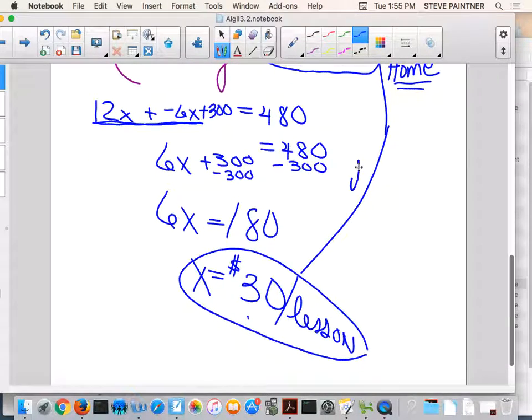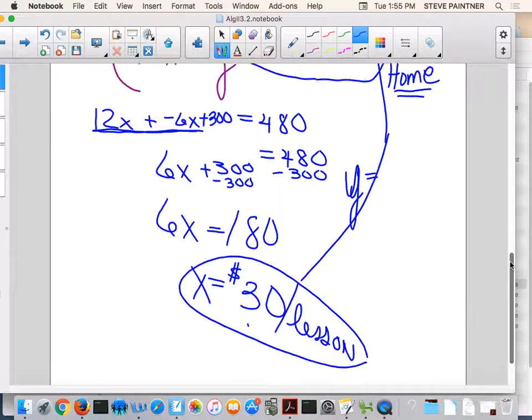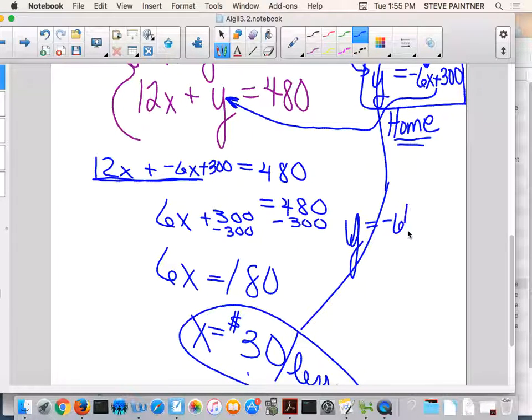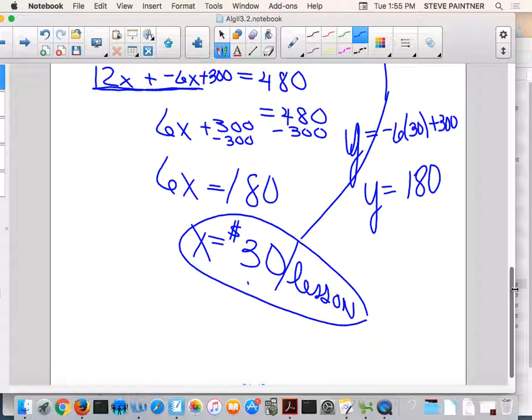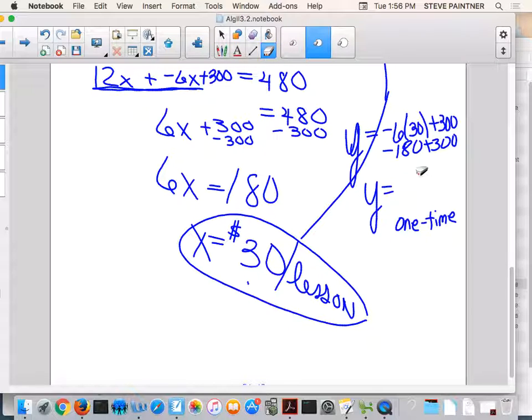So that means y would be what? Negative 6 times 30 plus 300 equals what? I'm just going to go quick. 180 is the answer. What's that stand for? That's the one-time fee, guys. Oh, this is negative 180, plus 300. Yes. Equals, yeah, it would be 120.